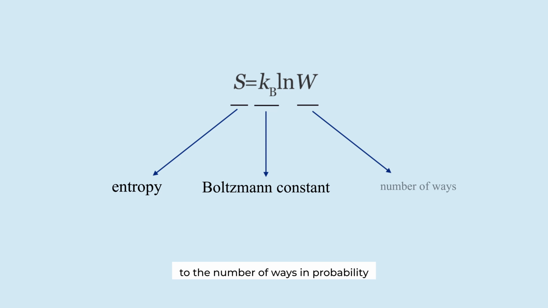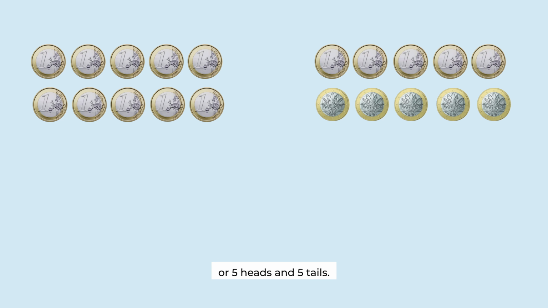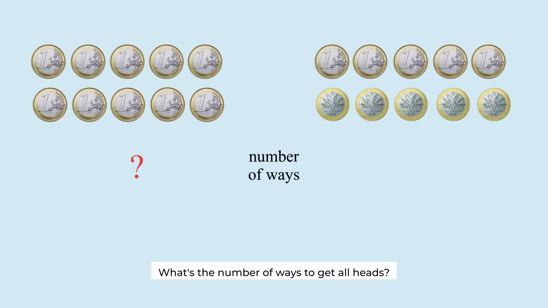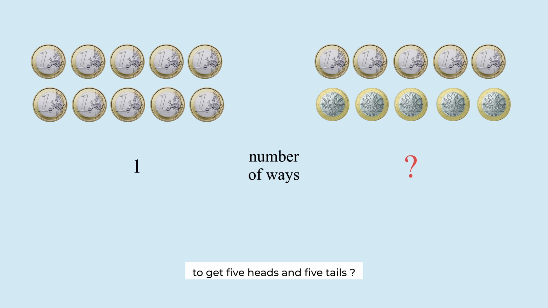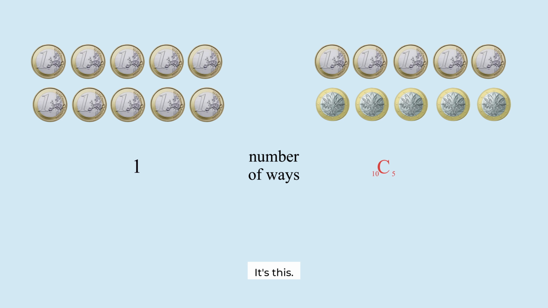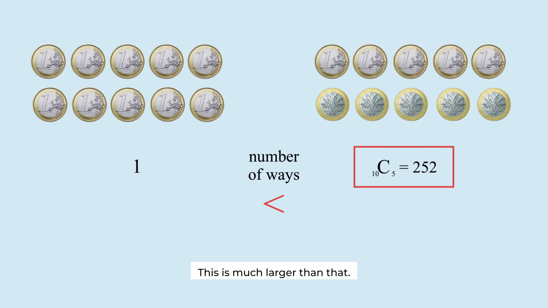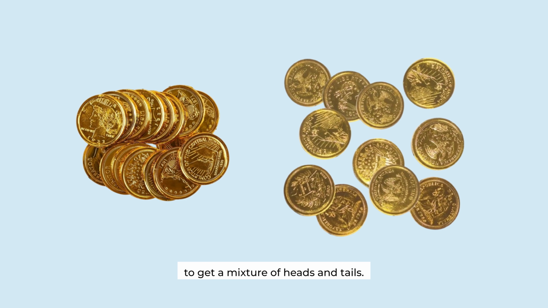W corresponds to the number of ways in probability an event can occur. Throw 10 coins. You could get all heads, or 5 heads and 5 tails. What's the number of ways to get all heads? It's 1, because all coins must show heads. Then, what's the number of ways to get 5 heads and 5 tails? It's the same as the number of ways to choose 5 coins out of 10, where those coins show heads. Since order doesn't matter, it's a combination, not a permutation. It's this. This is much larger than that. This is why, when you throw coins, you are more likely to get a mixture of heads and tails.